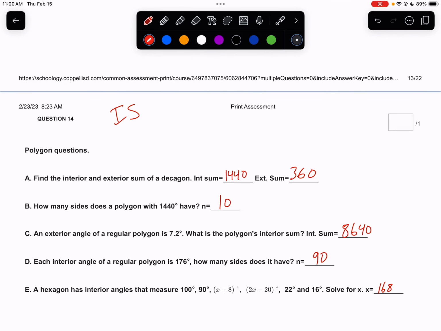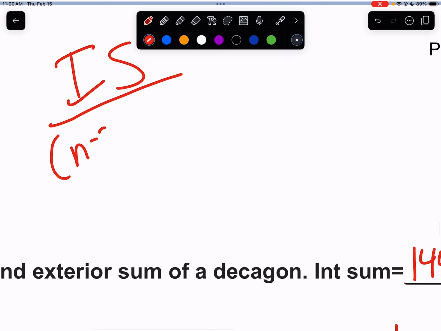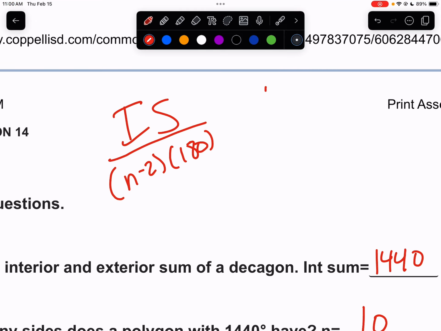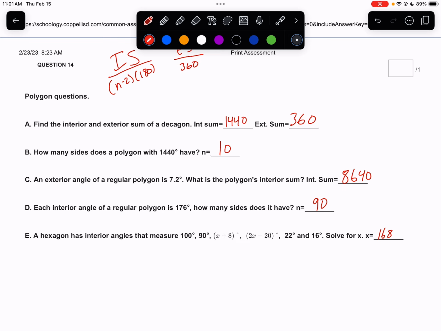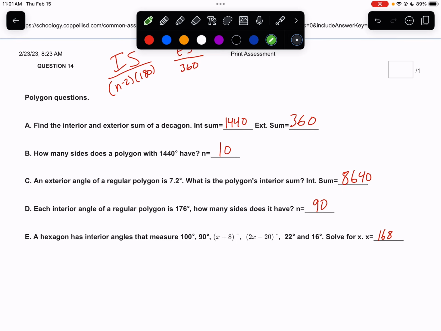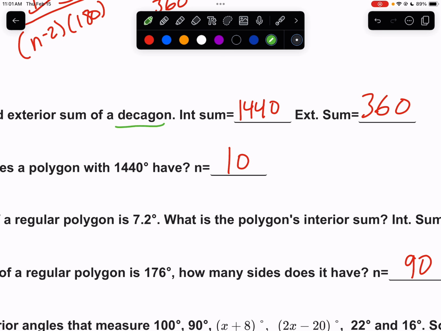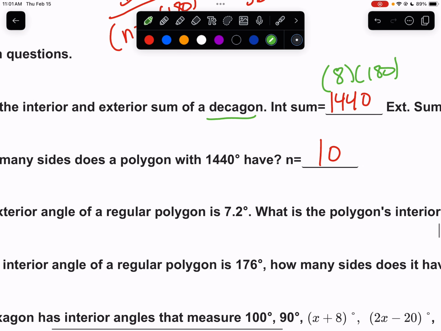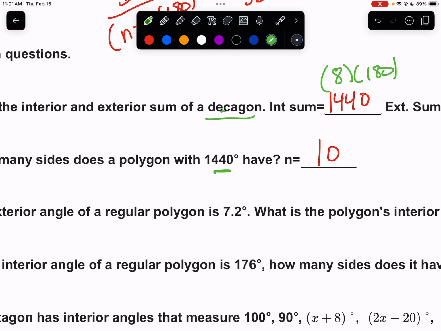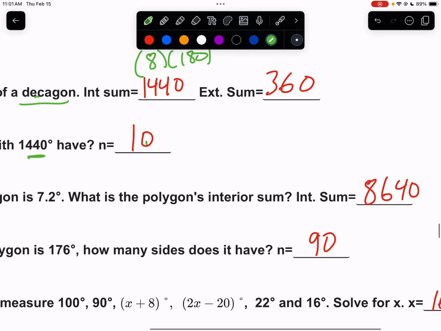Polygon questions, big rules. The interior sum is n minus 2, which is the number of triangles, times 180. We've talked about that. The exterior sum is 360. Knowing those two things, we should be able to logic our way to every detail here. So I'm going to go real fast to this, but if it's a decagon, you're going to do 8, right? That's n minus 2 times 180, 1440. If it has 10 sides, that's a decagon. We just did that.